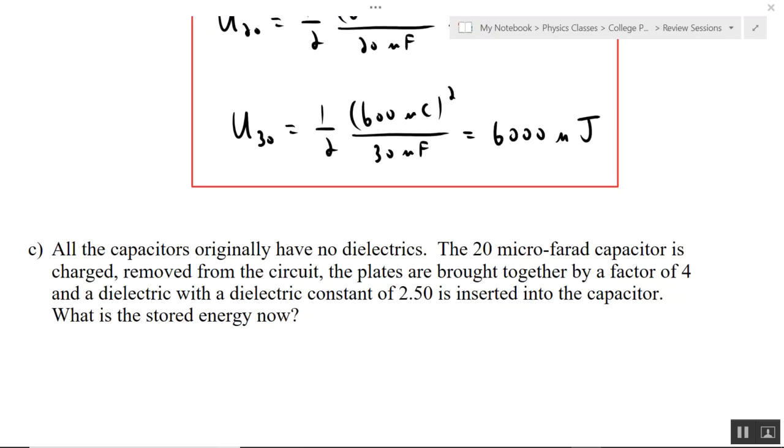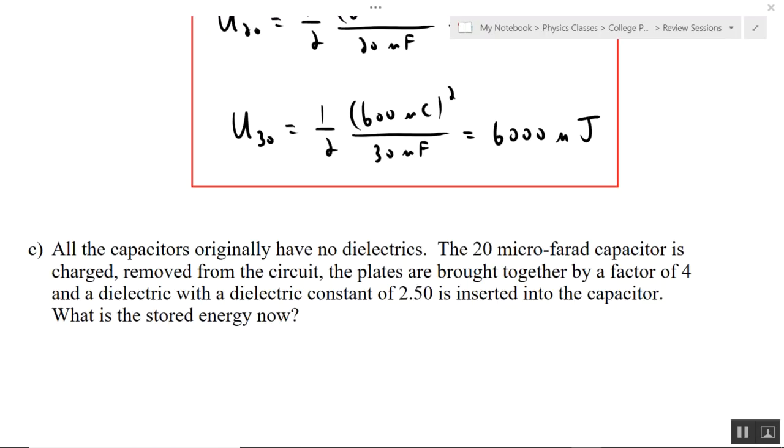Okay, so there's different ways to get this answer as well. First thing you got to think about is what happens to the capacitance, right, when you make the plates closer and also you insert a dielectric? So if you make the plates closer by a factor of 4, it's the only thing you did, does anyone know what would happen to the capacitance? It would increase because they're inversely related to one another, right? So if you make the plates 4 times closer, the capacitance increases by 4. That's the only thing you did.